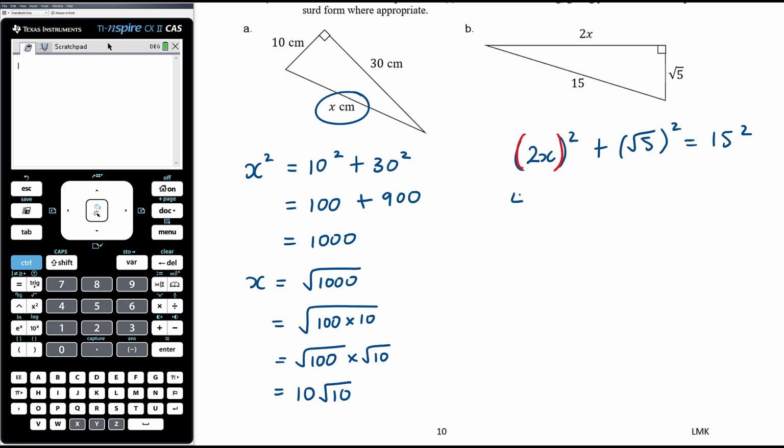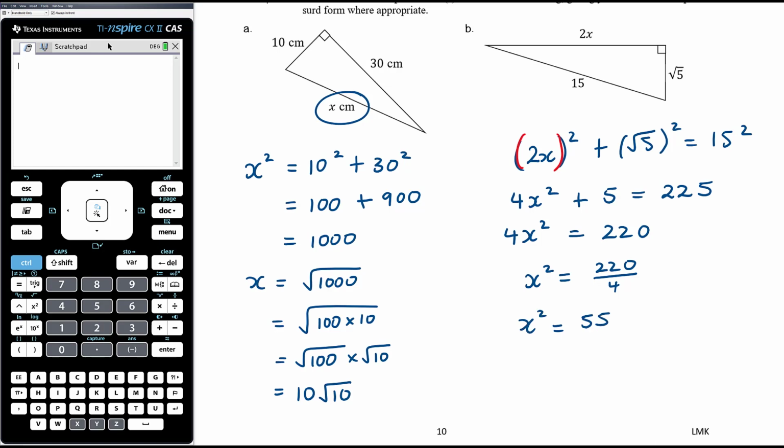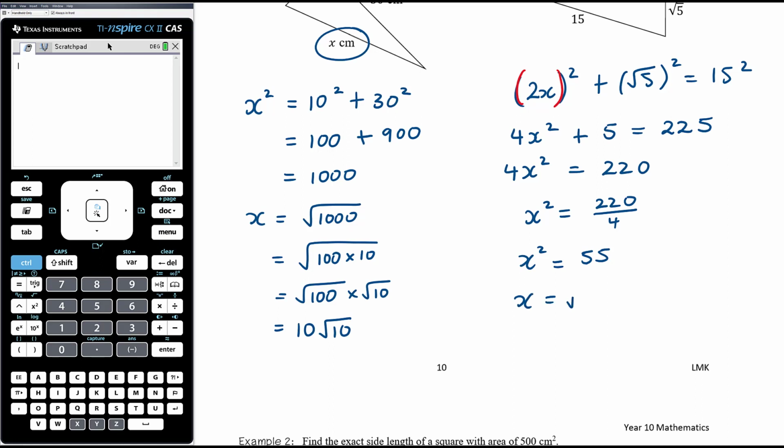So 2x all squared is 4x squared, plus root 5 squared is 5. Root 5 times root 5 is root 25, which is 5. Or thinking about it, if you take the number 5 and you square root it and then you square it, the square root and squared just cancel each other out to leave 5. Now 15 squared, I know that one, that's 225. So we've got 4x squared plus 5 equals 225, so let's subtract 5 from both sides. It's going to be equal to 220. And so x squared is going to be 220 on 4. Now 200 on 4 is 50 and 20 on 4 is 5, so this would be 55. So x squared equals 55, and then x is the square root of 55.